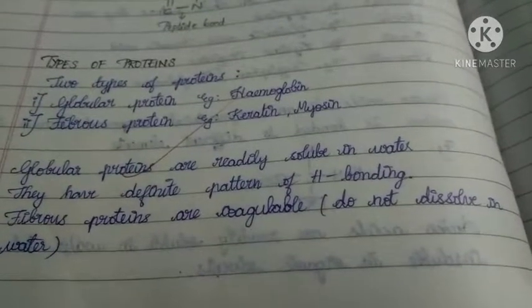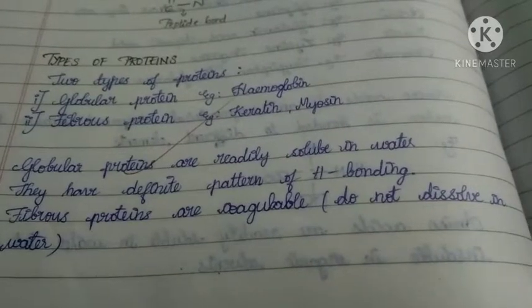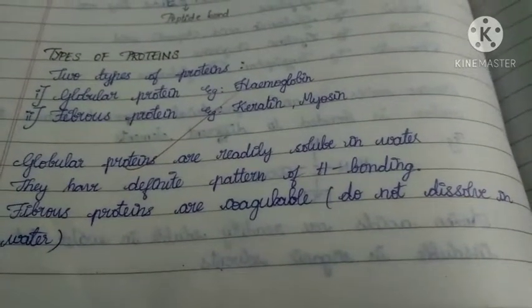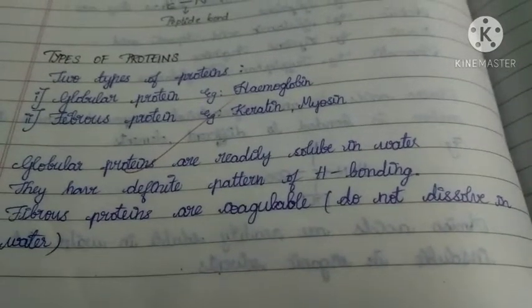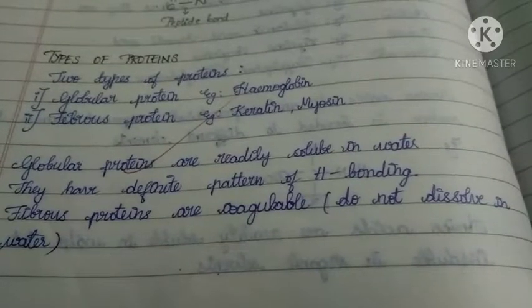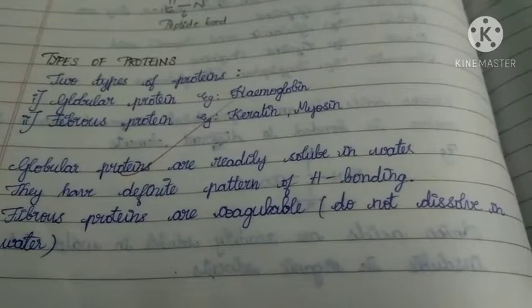Next topic is proteins. Proteins are classified into two types based on shape. They are globular proteins and fibrous proteins. Globular proteins means their shape is spherical. Fibrous proteins means their structure is like a thread-like structure.